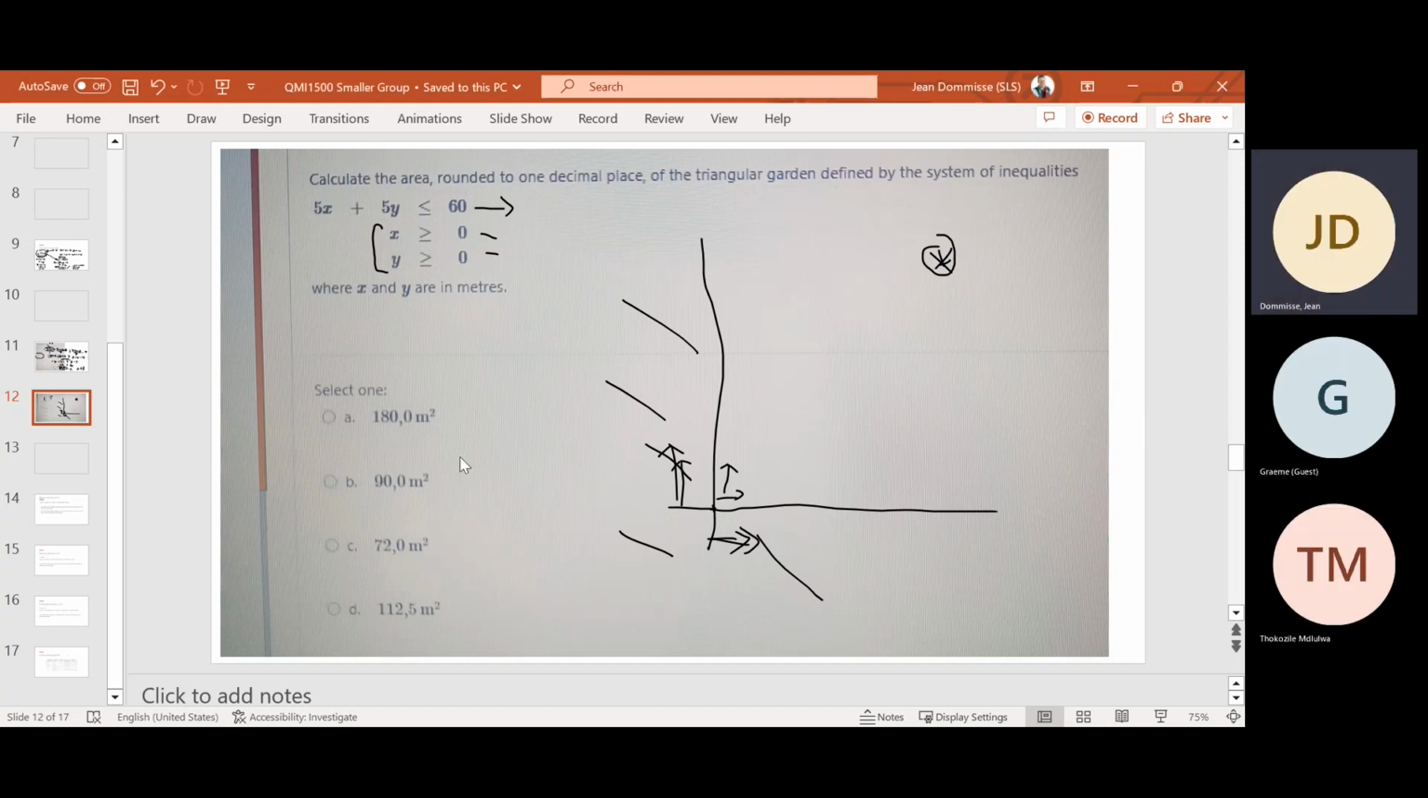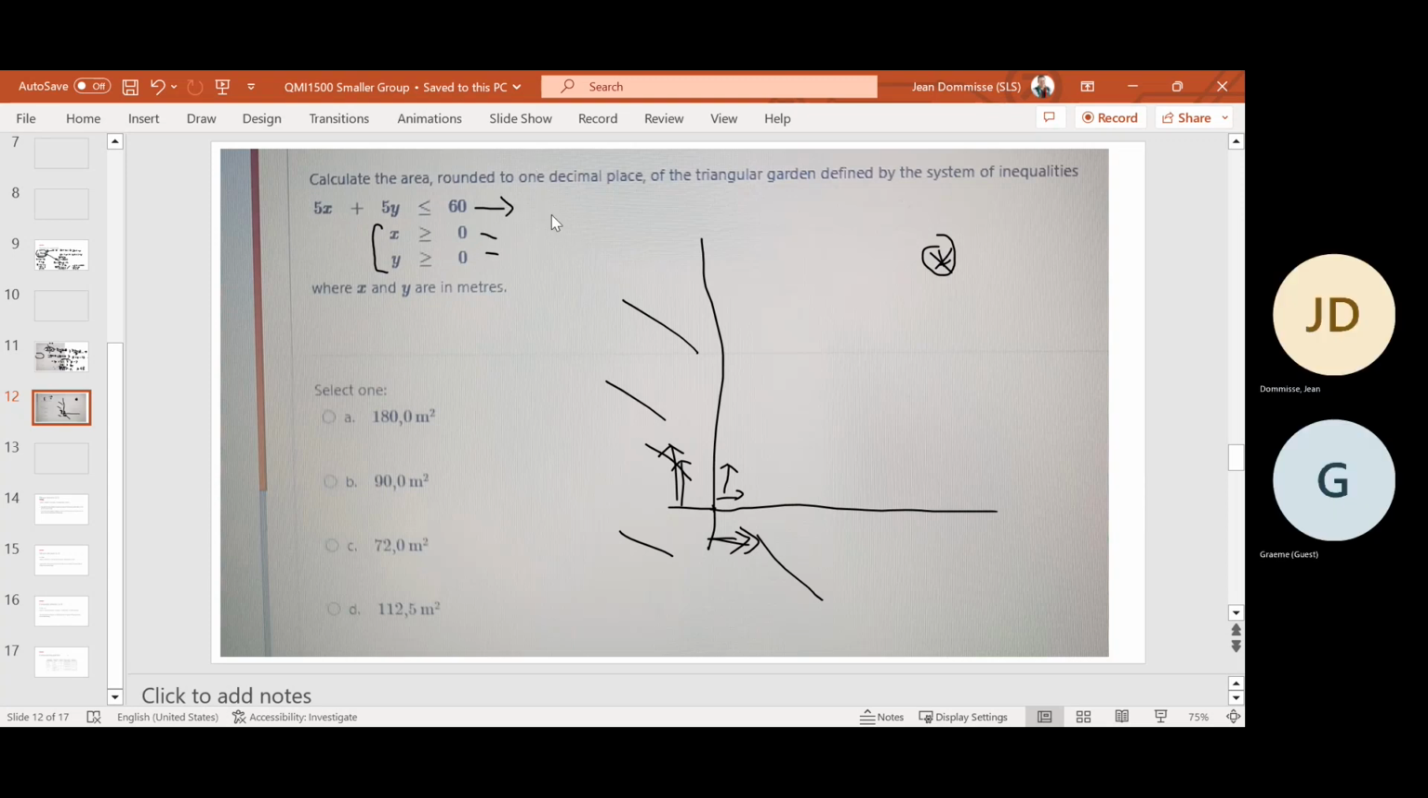So just tell me, is the screen still showing? Okay, yes, I can see.